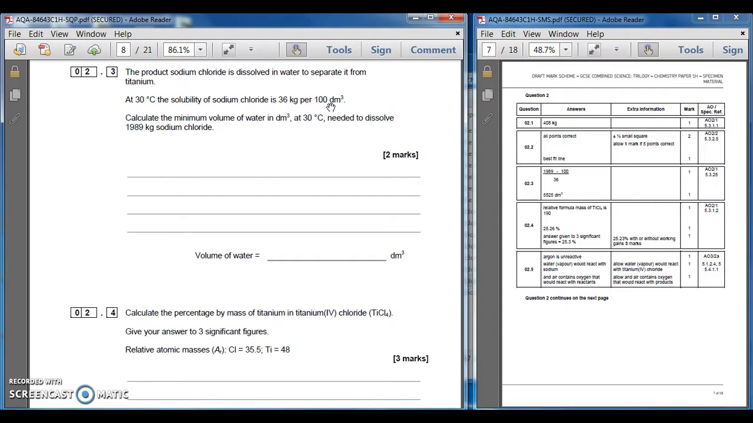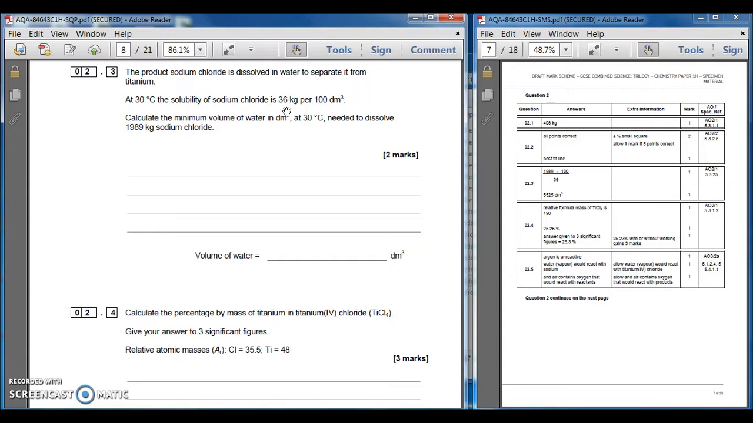So what we're basically seeing is how many times that 36 kilograms will fit into 1989. The issue that you've also got there as well, this is per 100, so what you'd need to do is include a times by 100 to show that you're taking that into account. It's not 36 kilograms per litre, it's 36 kilograms per 100 litres. So when you do 1989 divided by 36, you've got to times it by 100 afterwards.